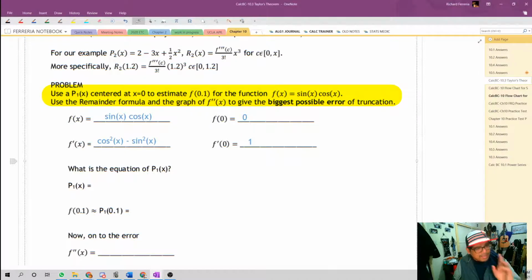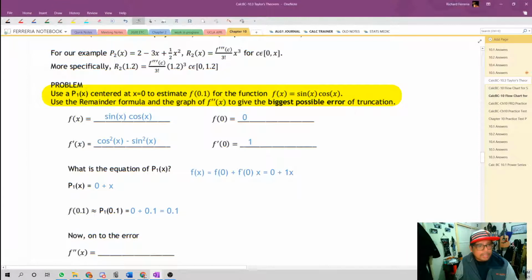So let's figure out the P1 of x by starting with, what does every first-ordered Taylor polynomial look like? Well, every first-ordered Taylor polynomial is f of 0 plus f prime of 0 multiplied by x. Substituting things here, I get 0 plus 1x. So P1 is just 0 plus x, which is just x. And if I want to use that to estimate f of 0.1, I'm just going to get 0.1. So f of x is approximately equal to P1 of x, which is equal to 0.1.